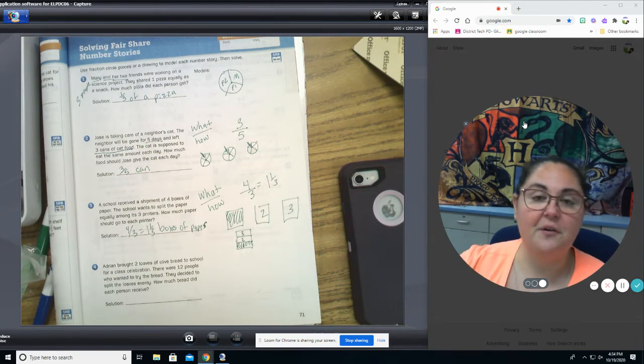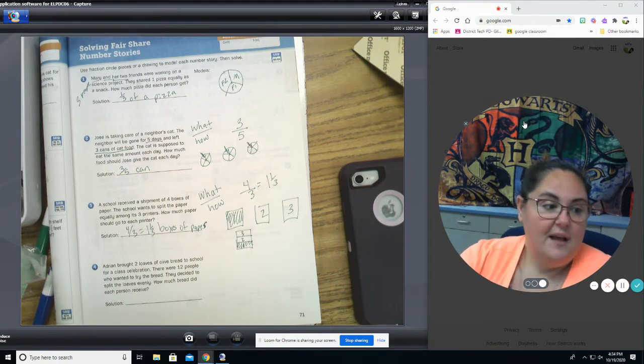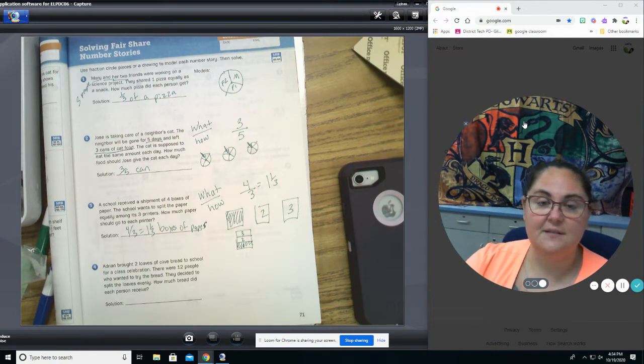Try number 4 on your own. I want you to hit pause, think through the process with number 4, and see if you can find your answer. Don't forget your label. Did you pause? I hope so. All right, here we go.